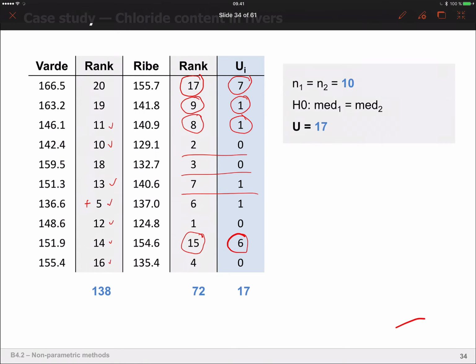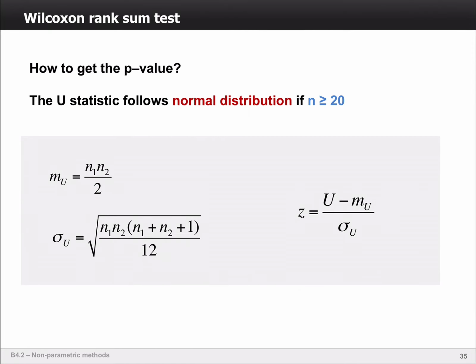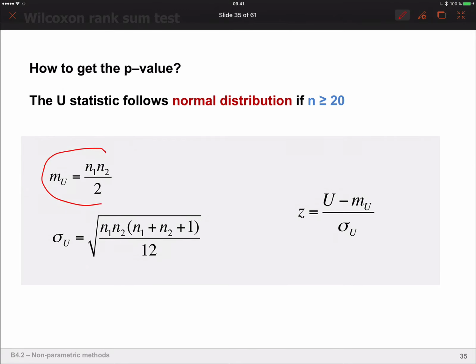Again, we need to know how this statistic is distributed in order to make a test. And in this case, like in the previous case, the statistic follows a normal distribution. Again, if the number of values is equal to or above 20, that's the average and standard deviation for this distribution. It means that if the null hypothesis is true, this U value should be very close to this one. It can go a little bit above, a little bit below. How far can it go? It depends, of course, on the standard deviation.